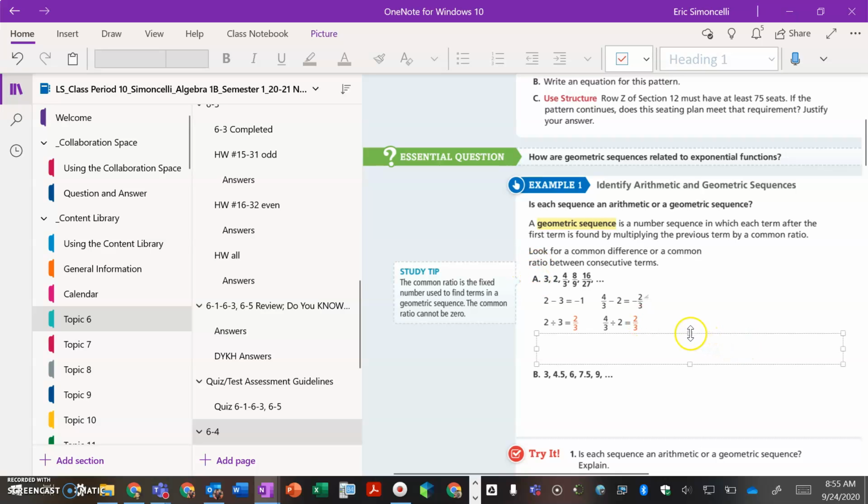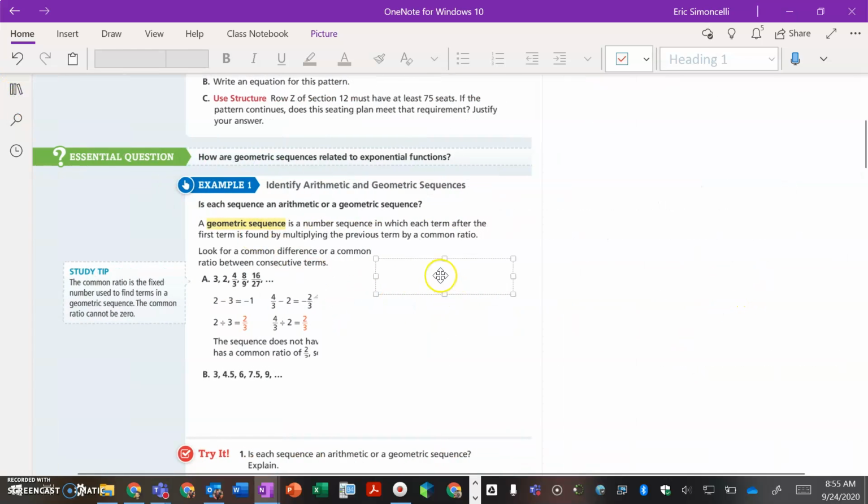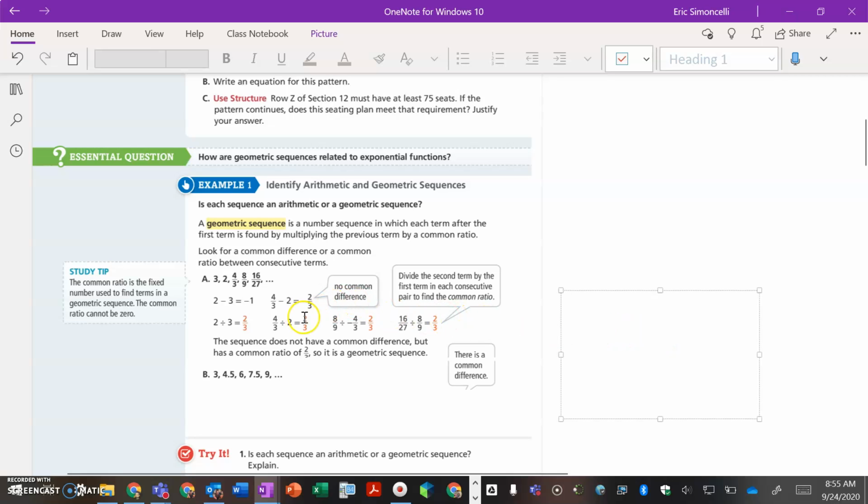And therefore, every single term you can see, and you can test this theory. Every single term will propagate in the way that I indicated. In other words, there is no common difference, as I said earlier, but there is a common ratio. And they did one other division. Actually, they did two more, not just one more. 16/27 divided by 8/9 is also 2/3. And they did 8/9 divided by 4/3, which is also 2/3.